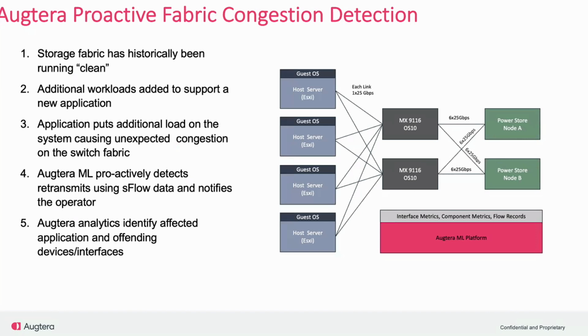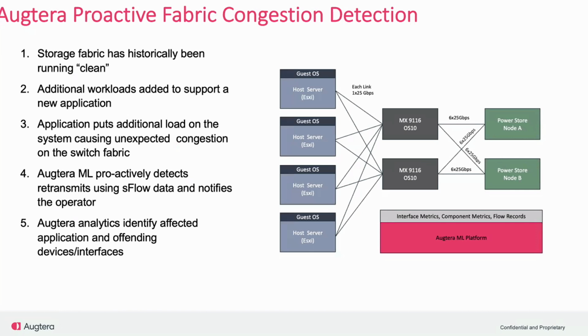Now, the scenario is things are running well. As happens, they added a new workload to support a new application. This application puts a load in the system, and the expectation is this new load will be fine. But of course, things aren't always fine in the real world, and we get a bunch of unexpected congestion. We detect this using retransmit data from sFlow, so we're passive in the network. We notify the operator, and the operator then uses that notification as a springboard to our software.